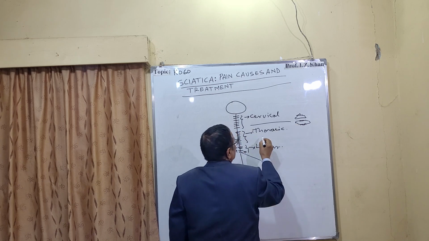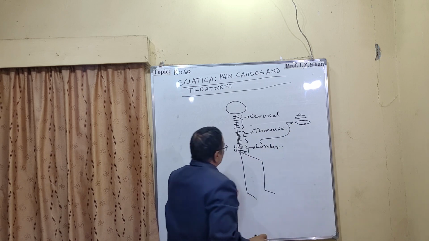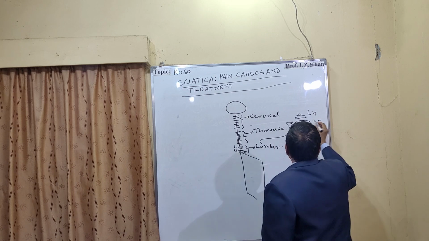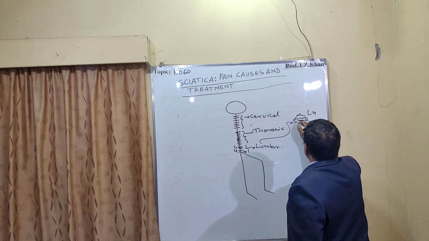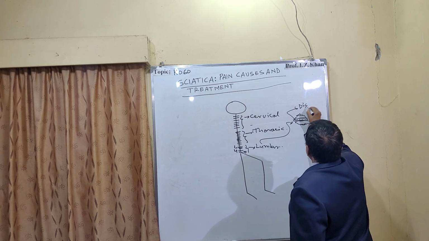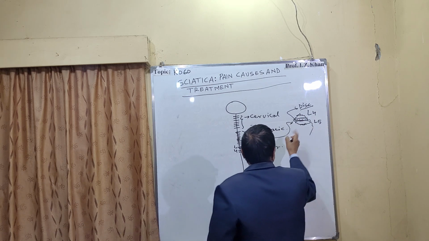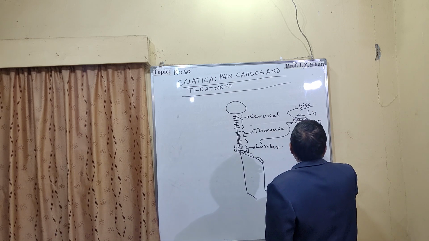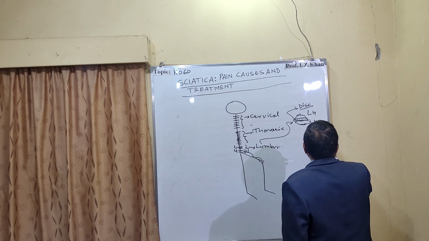For example, if I am taking this lumbar one, that is L4 and L5 will be lumbar, and in between there is this area, this is called disc. And from this disc, this is called sciatic nerve.